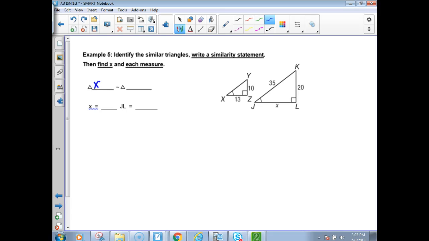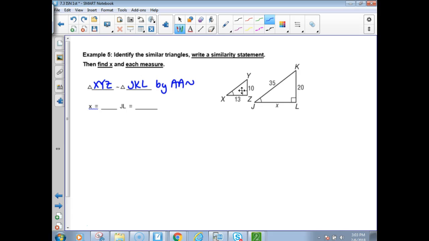XYZ is not congruent. I keep saying that. I want to say similar. XYZ is similar to JKL, and they would have been similar by angle, angle, similar. Okay, because they have two pairs of angles that are congruent, then they're similar by AA similar.